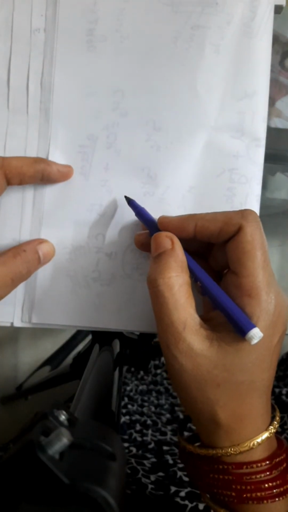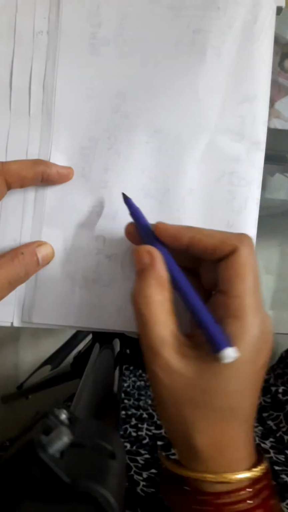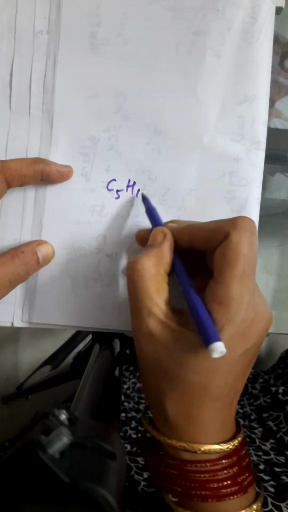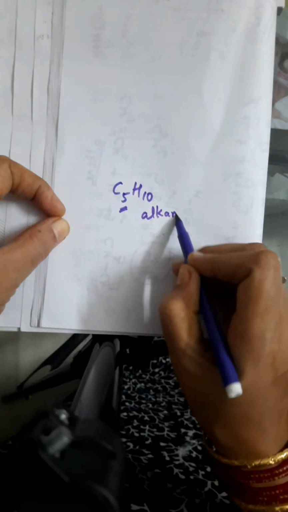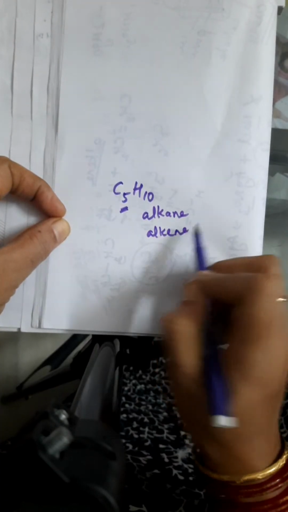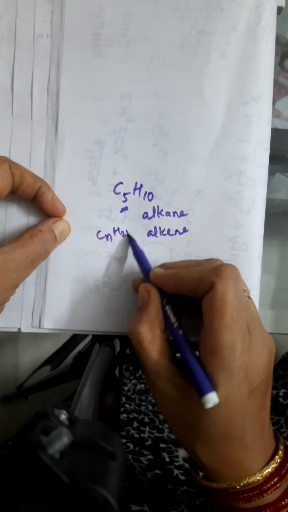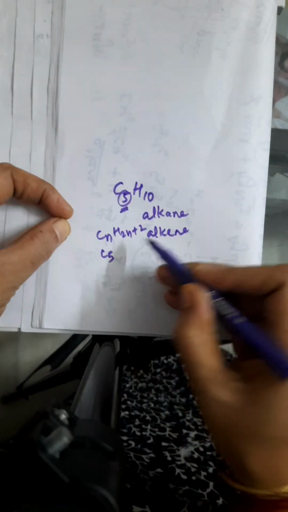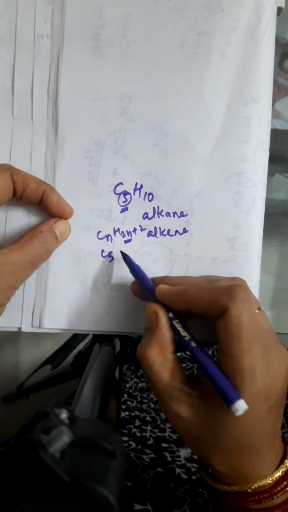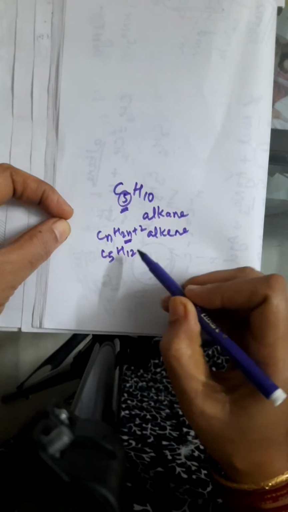The question is given C5H10. C5H10 is the fifth member. We need to write the first member. The first member will be C1. To check whether it is alkane or alkene, we can decide by the general formula CnH2n plus 2. Now n you replace by 5. So it's C5. 2 5s are 10, 10 plus 2, 12. So H is 12 if it is alkane.